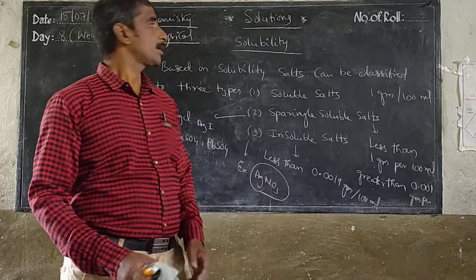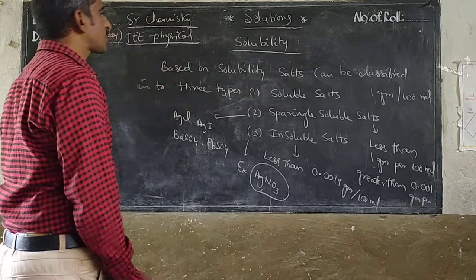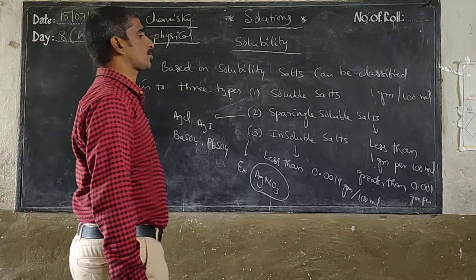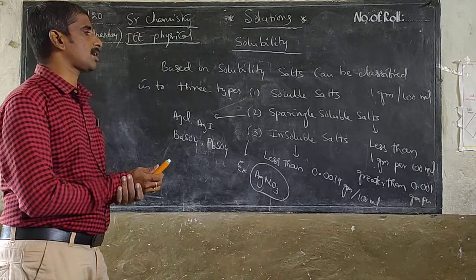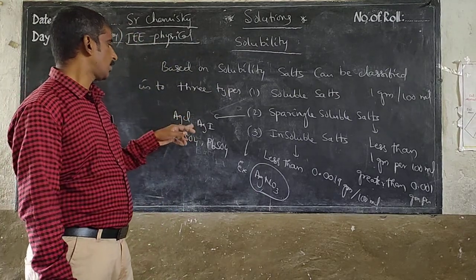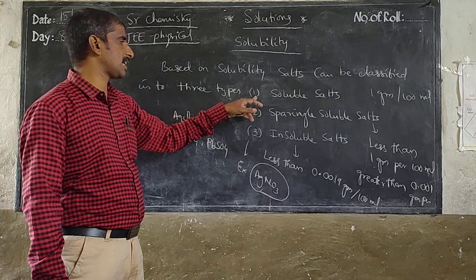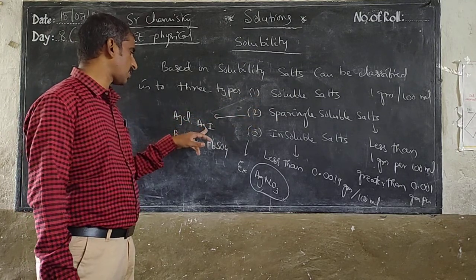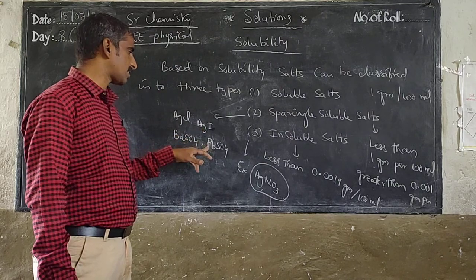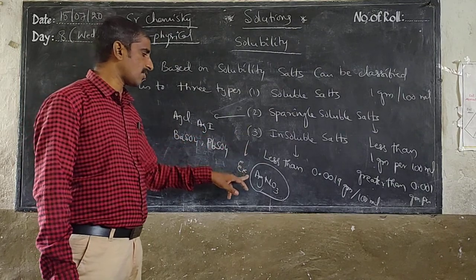So based on solubility, salts can be classified into three types: soluble salts, sparingly soluble salts and insoluble salts. First category examples: NaCl, KCl, BaCl2. Second category: silver chloride, silver iodide, barium sulfate, lead sulfate. Third category example: silver nitrate.